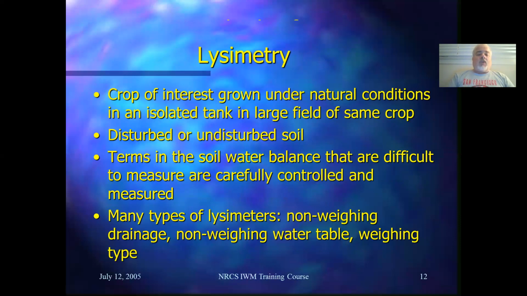Lysimetry: you first take your crop of interest and it's grown under natural conditions in an isolated tank in a large field of the same crop. So you somehow set up this tank that is as close as possible to the natural conditions of the field, but the tank is basically on a big, massive scale.